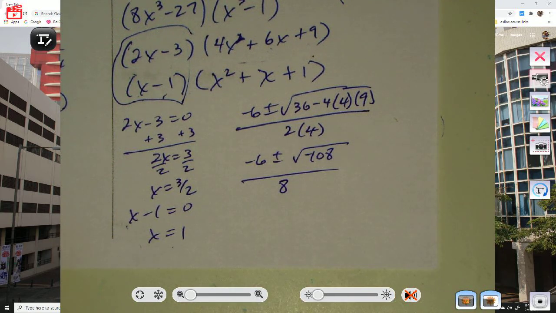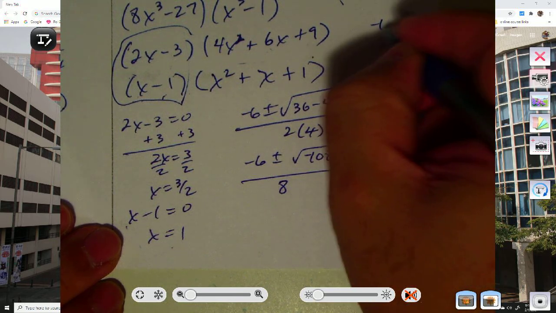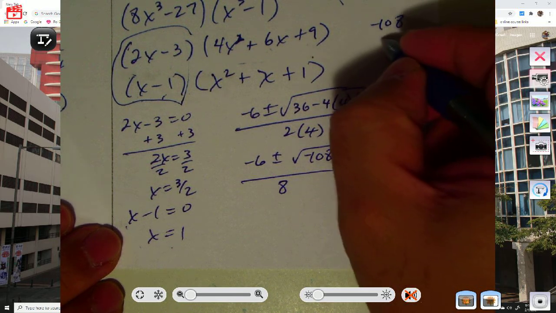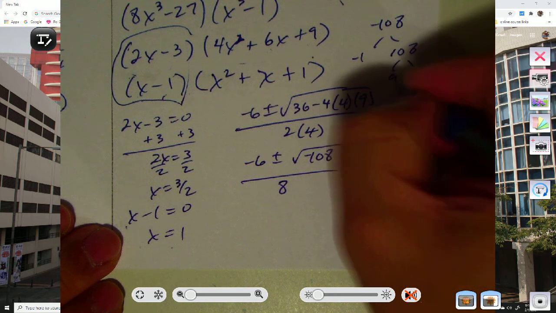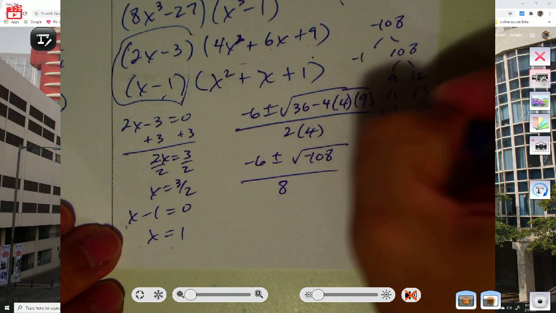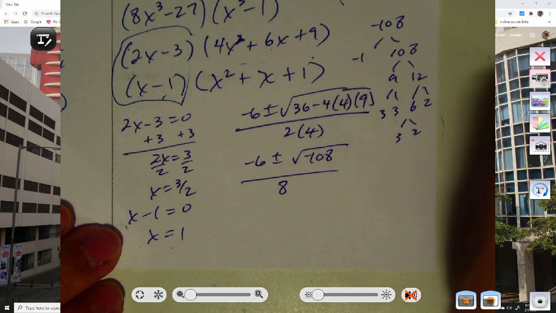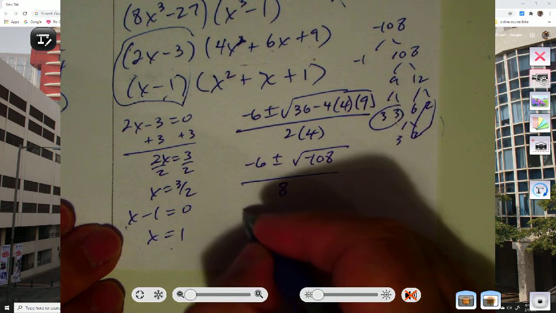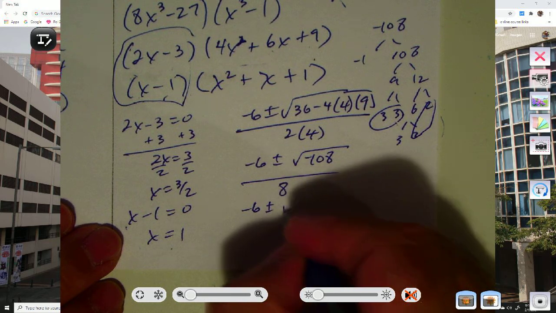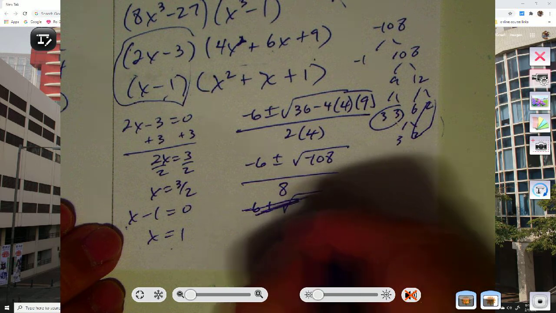Now the negative 108, that's 12 times 9. So I'm going to do a little scratch work over here. That's going to be negative 1 times 108. 9 times 12. 3 times 3. 6 times 2. 3 times 2. So I got a pair of 3's and a pair of 2's. Okay? So it's going to be negative 6 plus or minus. Oh, I'm running out of space. Pair of 2. Oops. I'm really running out of space because I just made a mistake.